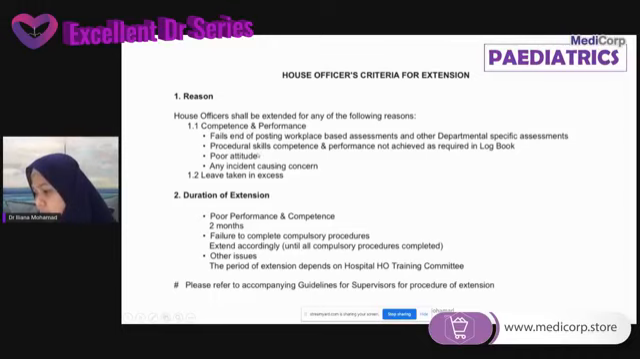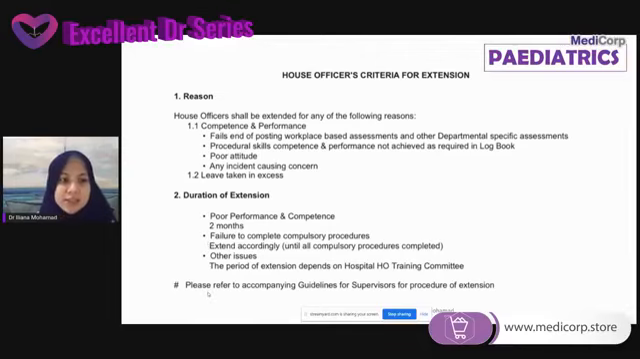Okay, same, right? Poor attitude, any incident causing concern, okay? Taken leave in excess, so same. Duration of extension depends on the reason. Usually it is 2 months for poor performance and competence, so 2 months for you to pass your assessment, CBD or mini CEX. Failure to complete compulsory procedure, you'll be extended until you complete your logbook.